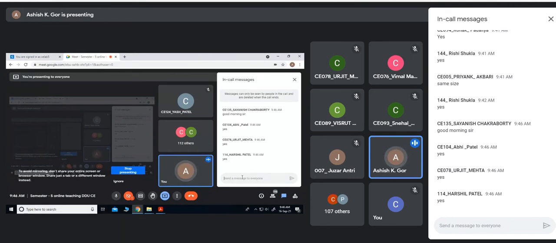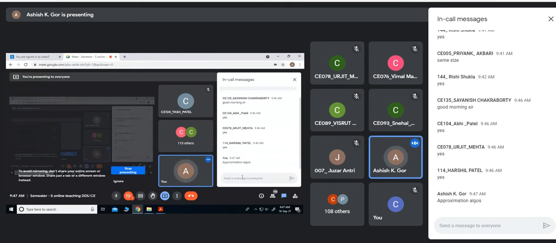So today there is some change in the schedule. Most probably this and the next lecture will be AA. I will be conducting that. So we'll start today with the approximation algorithms.